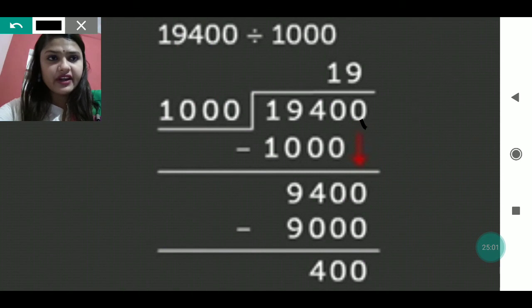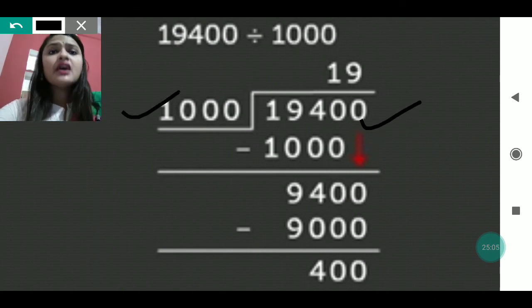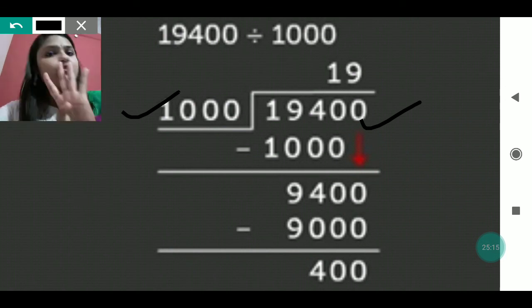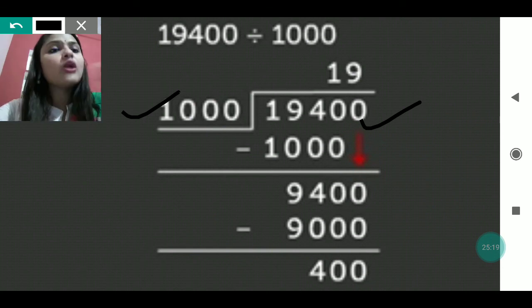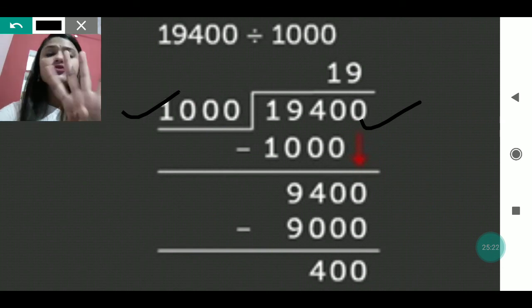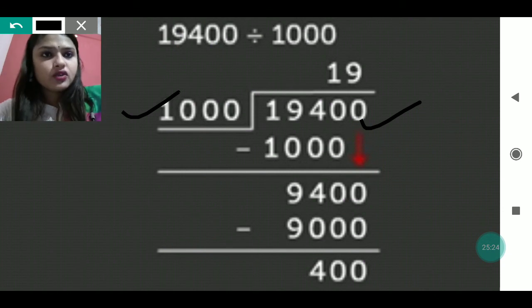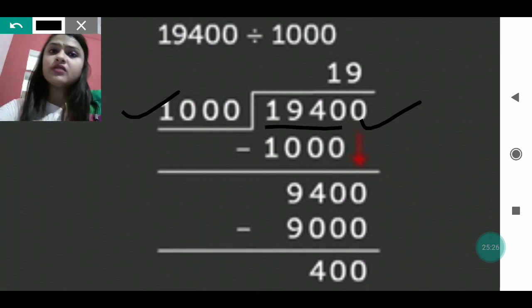19,400 we have to write in the dividend column, and 1000 we have to write to the right side. That is called the divisor. Now we read the table of 1000 to find how many times it goes into 1940, because we only take the first 4 digits. We will not try to divide all 5 digits at a time. First 4 digits only you take at a time. So the first 4 digits are 1940.